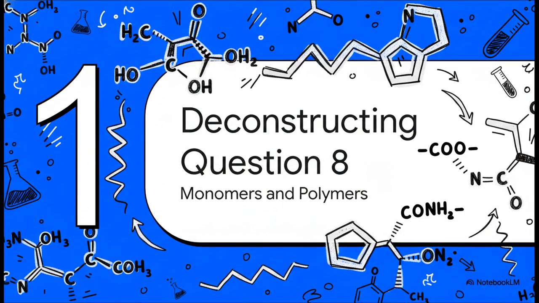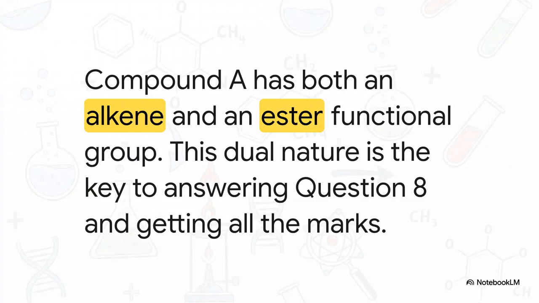All right, so question 8. It all revolves around this one molecule called compound A. And the whole question is designed to test your understanding of its structure and how it reacts, especially because of its two very different functional groups. Compound A is pretty cool because it's kind of got two personalities. It's an alkene and it's an ester. And that dual nature is the secret to unlocking every single mark in this question.